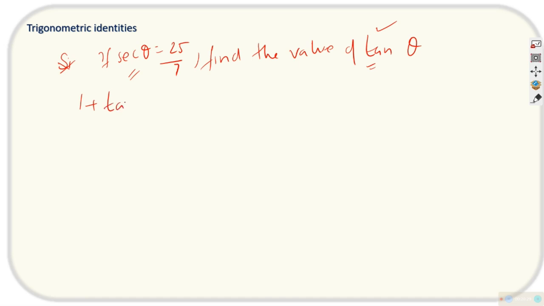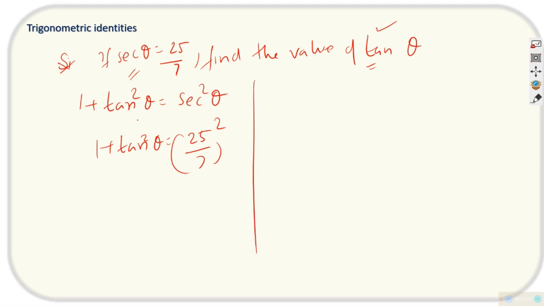1 plus tan square theta is equal to sec square theta. This is an identity which we have studied. अभी हमको हमारे सामने क्या दिया है? tan theta फाइंड आउट करने को बोला है sec theta देने के बाद. तो फिर सब्सटीट्यूशन में काम हो जाएगा. We will substitute that 1 plus tan square theta is equal to what is given here, 25 upon 7 whole square. Correct. बाकी तो मिल जाएगा.